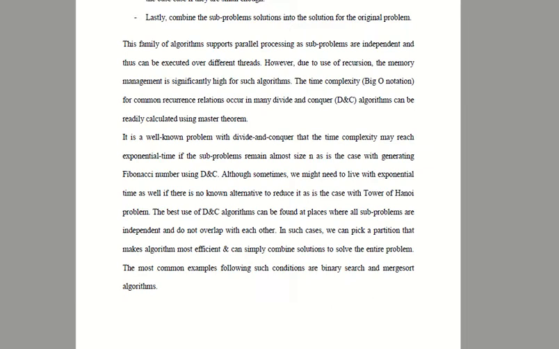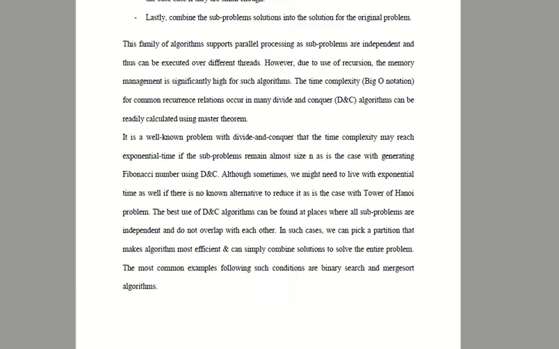are not overlapping, as is the case with binary search or merge sort algorithms, where the subproblems are not overlapping each other. We can solve the subproblems independently of each other. So divide and conquer works best in those kinds of settings.